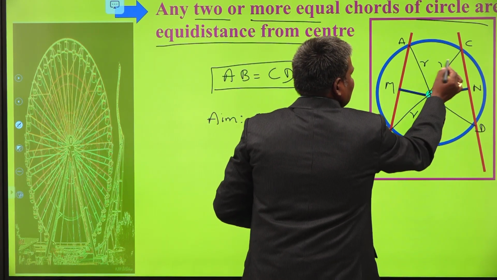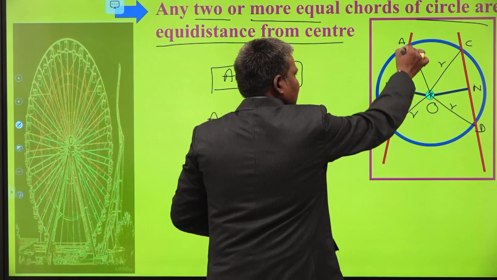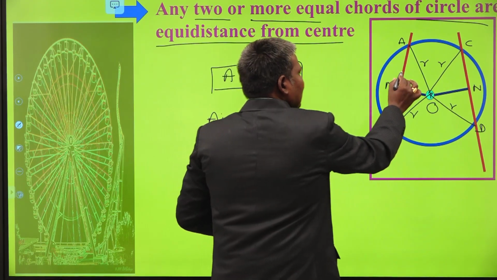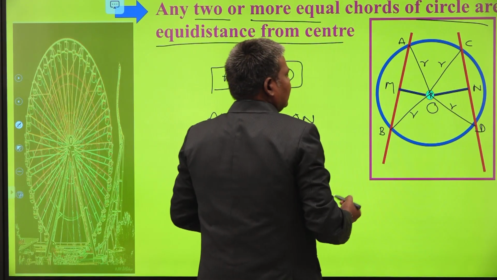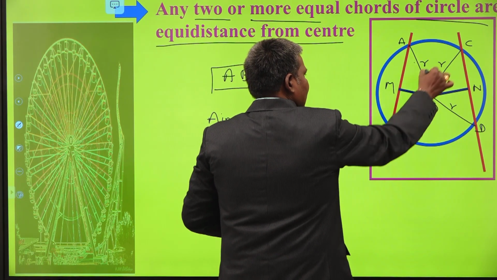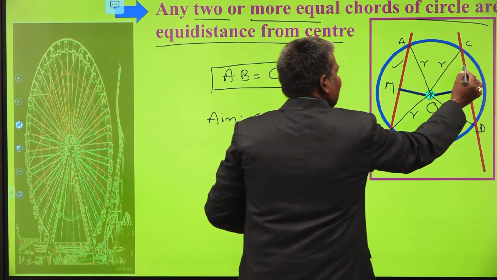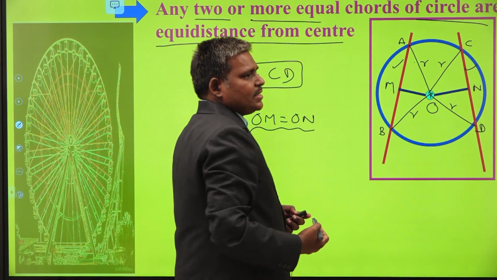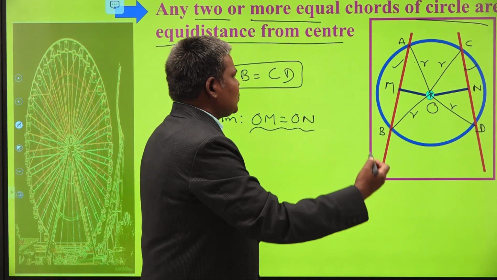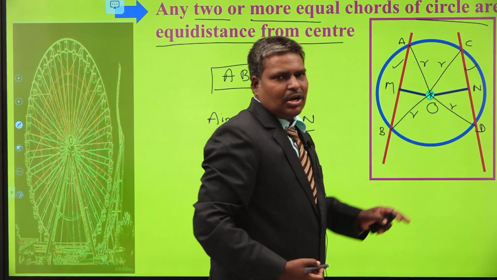This is also a radius, and this is also a radius, so these two sides are equal. Already given, these two sides are also equal. So these two are equal, these two are equal, and these two lengths are also equal. By the SSS property, these two triangles are congruent.